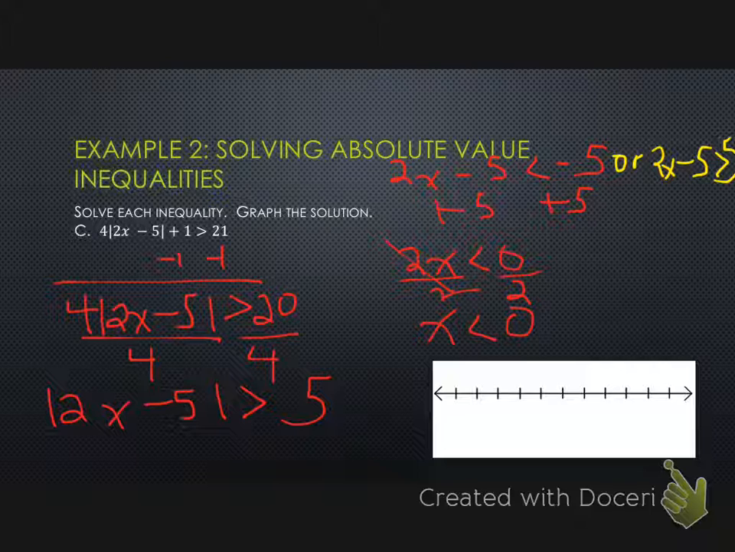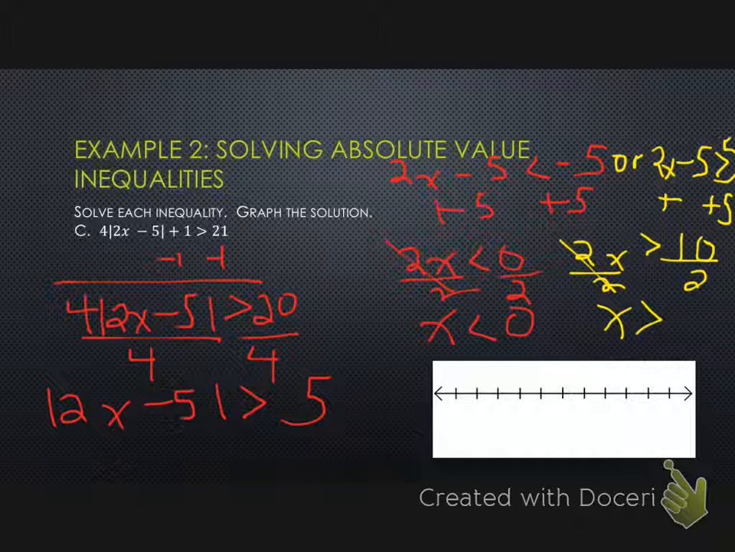Or, we add 5 to each side. Sorry, I'm kind of running out of room here. We get 2x is greater than, remember that was a 5, so I've got 5 plus 5, which is 10. And then I need to divide by 2, and x is greater than 5. So, x is less than 0, or x is greater than 5.